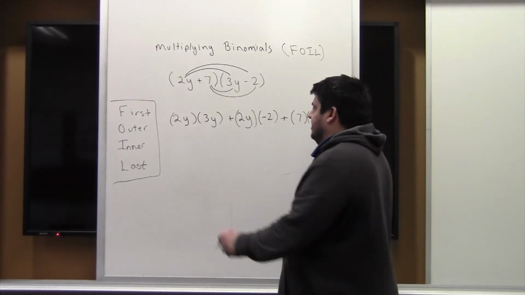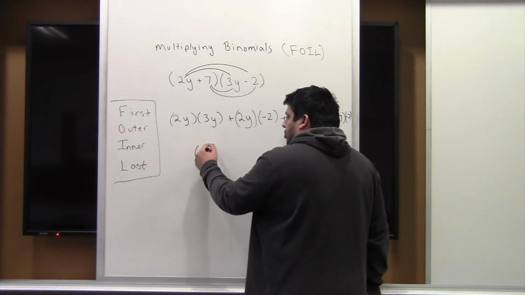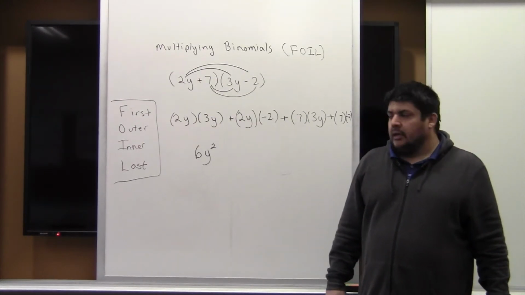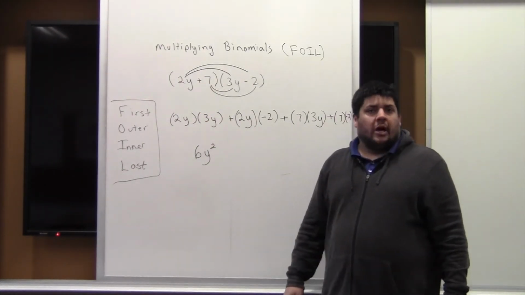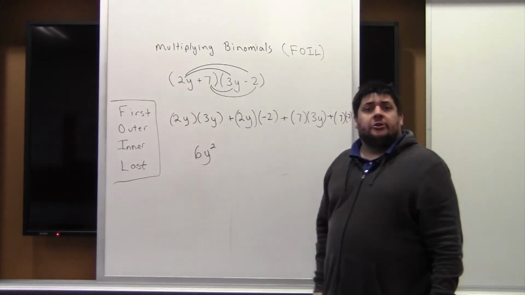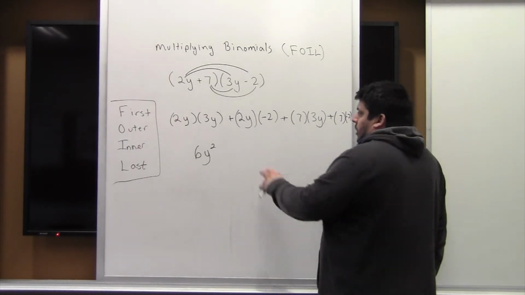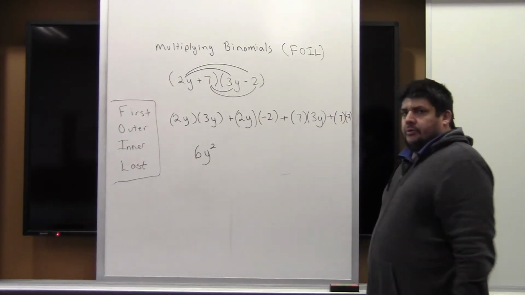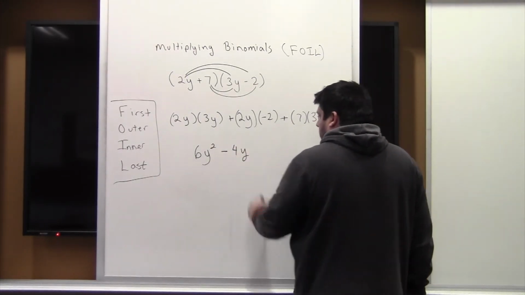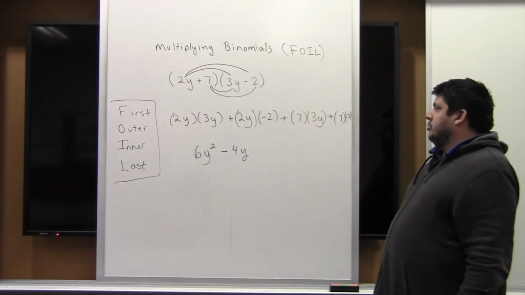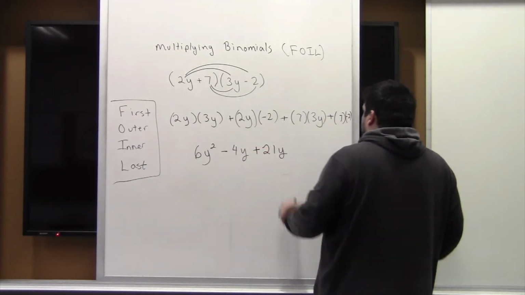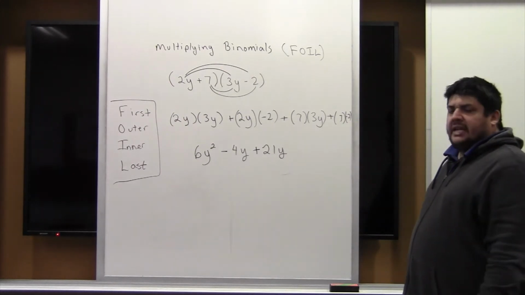This over here gives us 6y squared. And this came from the fact that I'm just adding the two ones that are here. y to the 1 times y to the 1. You add the ones, you get y squared, and this comes from 3 times 2. All right, I got a 2y minus a 2, that gives me negative 4y. 7 times 3y is 21y. 7 times negative 2 is negative 14.